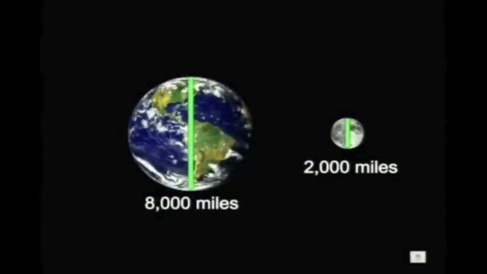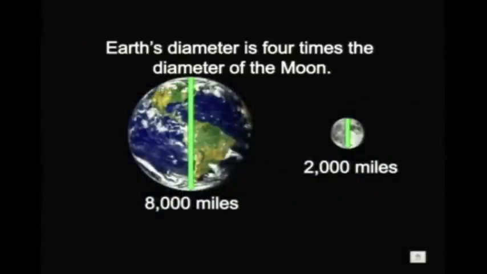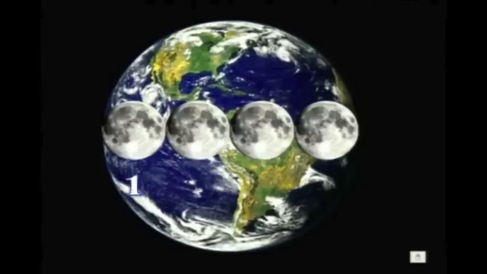All right, now you've had a moment to think about that. Earth's diameter is about four times the diameter of the moon, meaning that we could fit one, two, three, four moons right across the middle of our planet. Next, I want to talk about how much land there is on the moon.